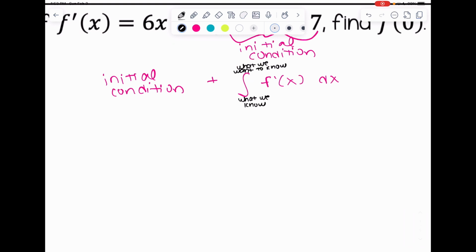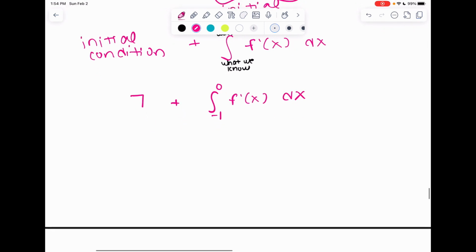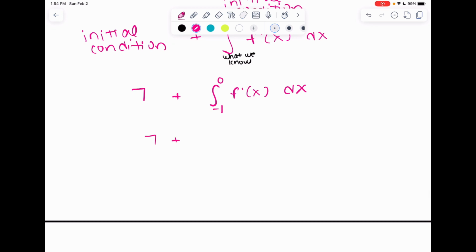So let's try and substitute in here. The initial condition is 7. We know that that happens at -1. We want to know what happens at 0, and then the integral of f prime of x dx. So now let's evaluate this. So this is 7 plus the integral from -1 to 0 of 6x dx, right? Because we were given the derivative in the original question.